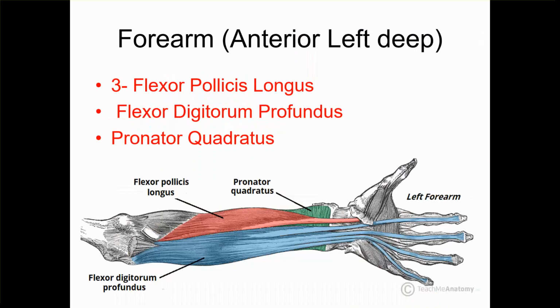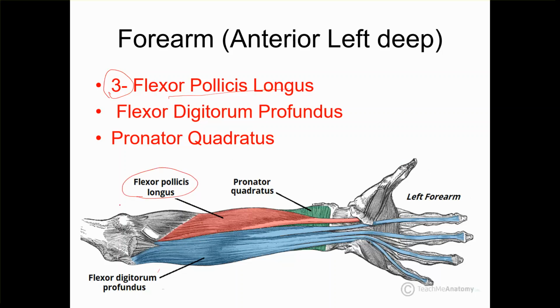Now coming to the deep muscles. So there are 3 deep muscles. There are 5 superficial muscles and 3 deep. The names of the 3 deep muscles are flexor pollicis longus. Here you can see that it is going to the pollex. Pollex means the thumb. So it's going to the thumb.